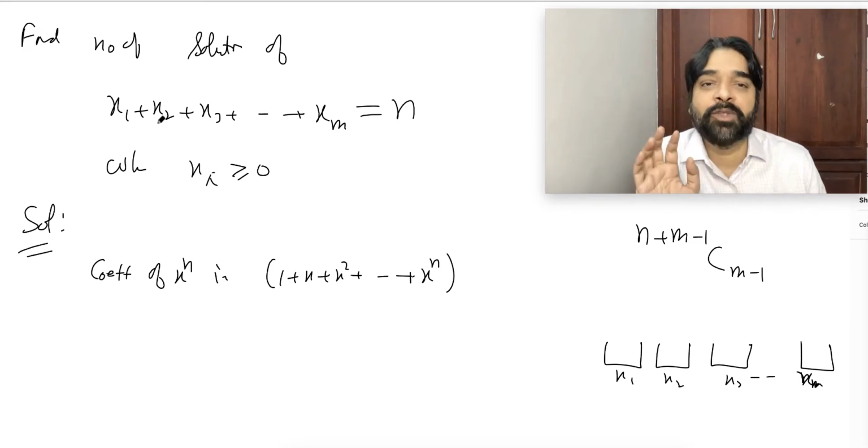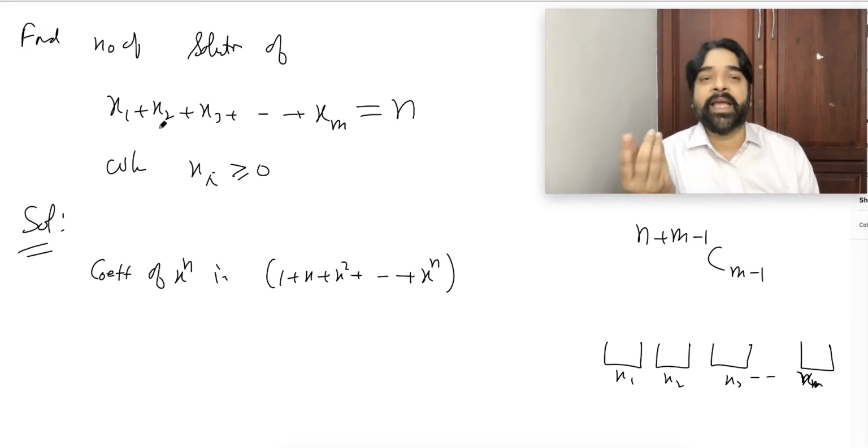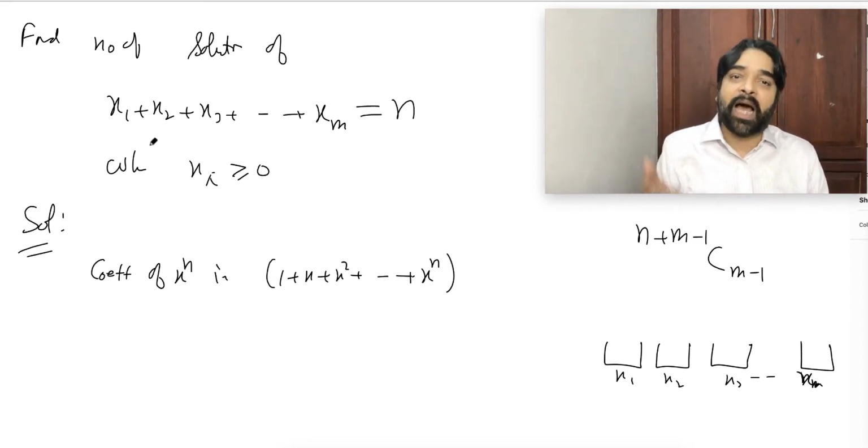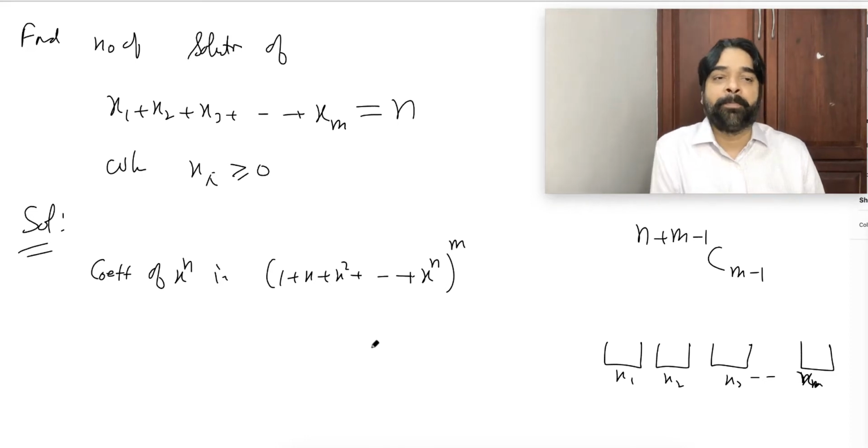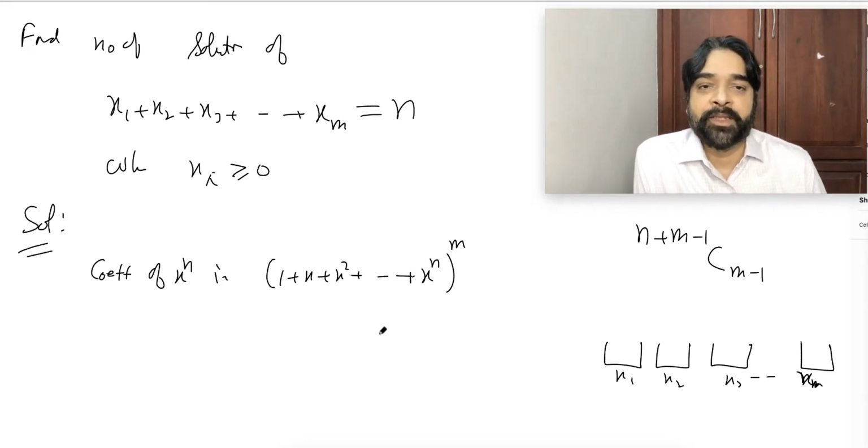What is the bracket of x2? x2 also will say I may get 0x or 1x or 2x up to nx. Same. So how many times? m times this bracket. Did you understand the point?